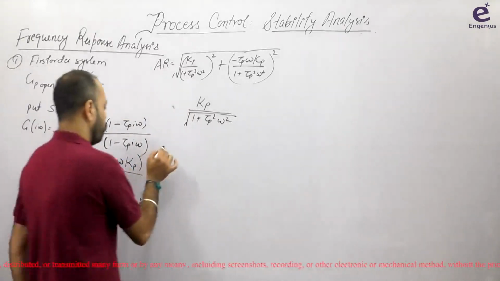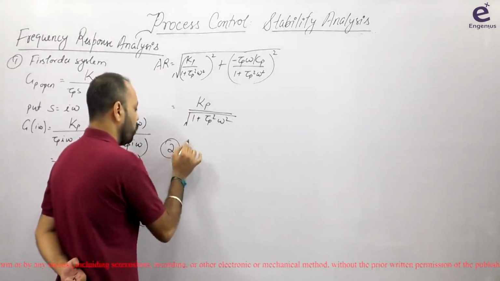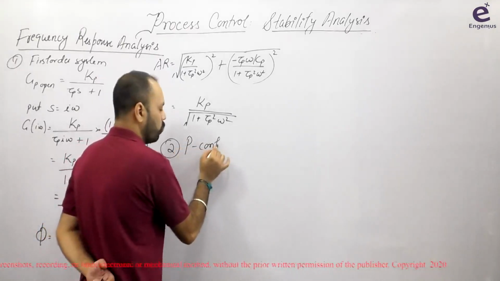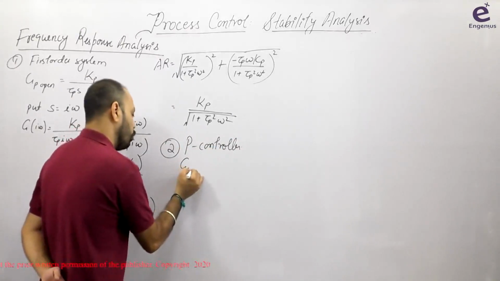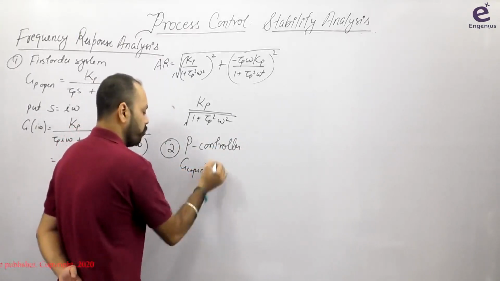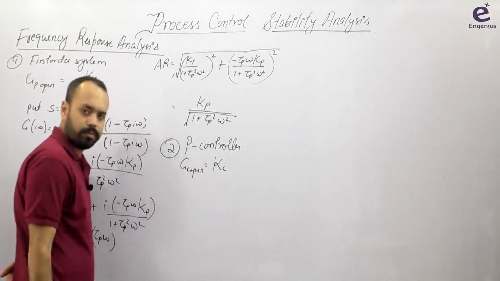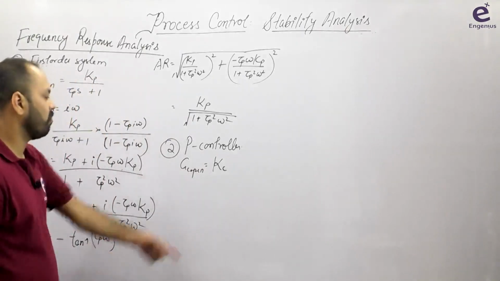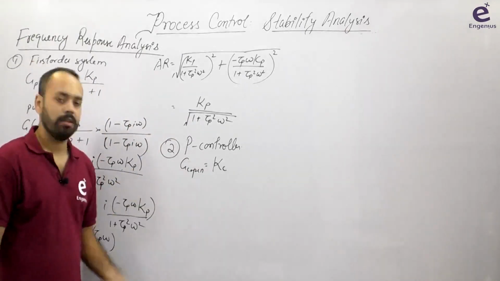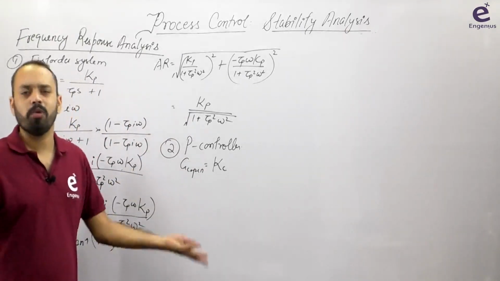What else? Second order system. Now do it by yourself. P controller. Just a P controller, nothing else. So what is GC open first of all? You know the transfer function of a P controller? Kc. If Kc is the transfer function, put S equal to iota omega. Where is S? S is not there. So it is a purely real number.